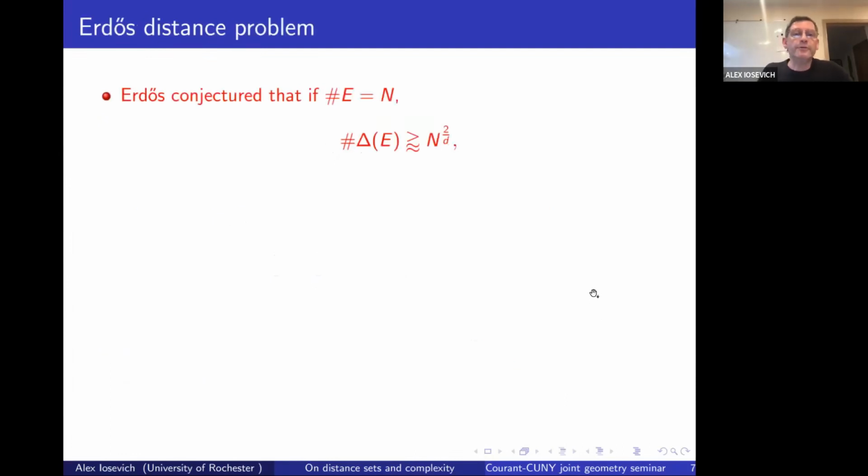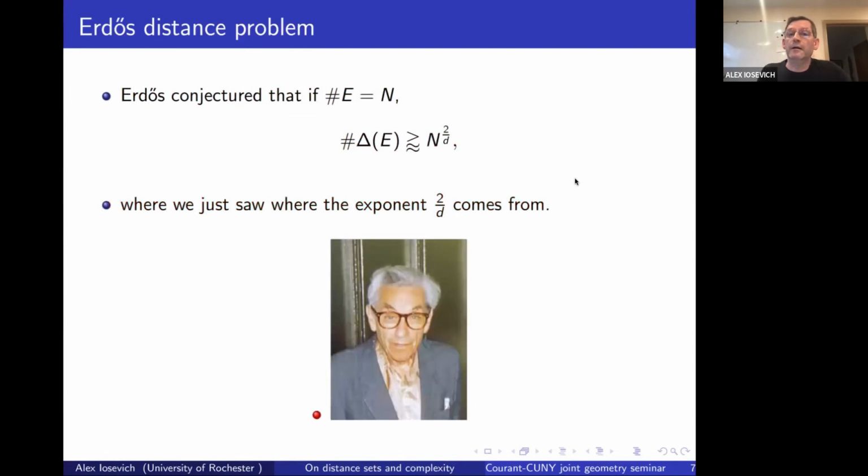All right, so Erdős conjectured indeed that if the size of E is equal to n, then the number of distances is bounded below by n to the 2 over d. So one squiggle means that I can't compute constants, and two squiggles means that I'm varying all the logarithms also. Okay, so this is the Cherry-Tau notation. And we just saw where the exponent 2 over d comes from.